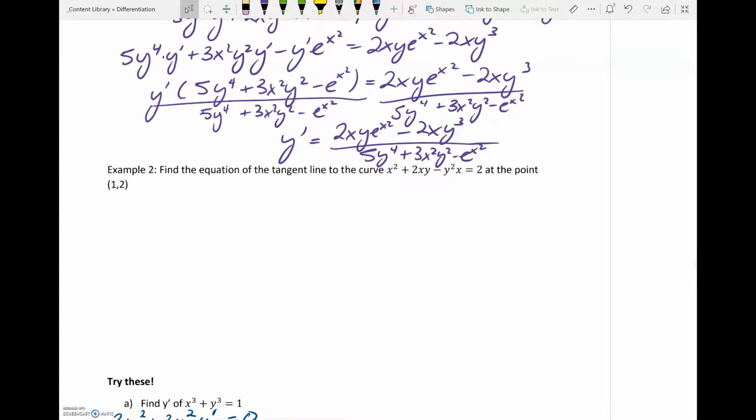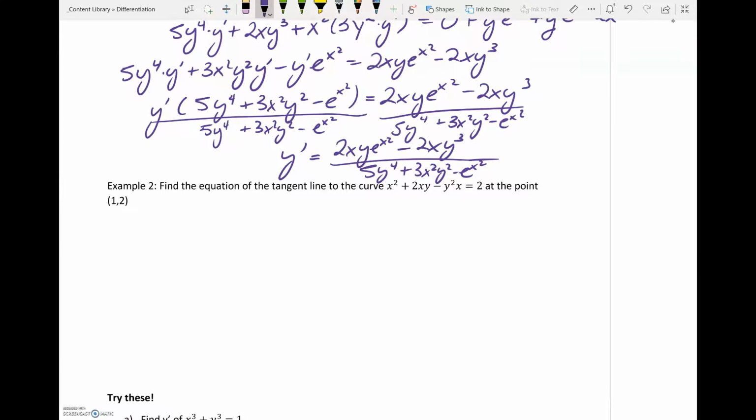We're going to try the next example, and it's another tangent line type of question. The only difference here from the other tangent line questions is we're going to have to use implicit differentiation to find y prime, which is our slope equation, and then we'll plug in the point 1, 2 after to find the actual numerical number for the slope. So let's go ahead and do implicit differentiation on this equation.